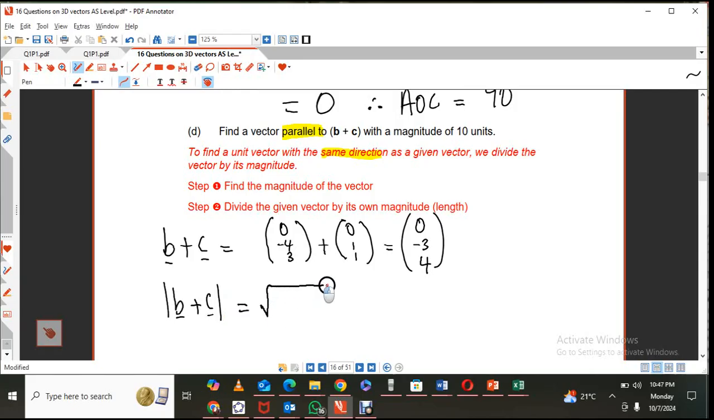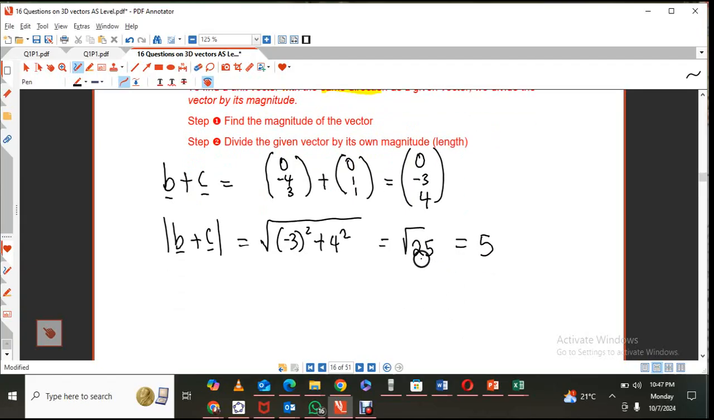So obviously 0 squared is just 0, so I'm not going to add that. So that's 9 plus 16, which is 25. So the square root of 25 gives me 5. Now, here's the thing about the second one.